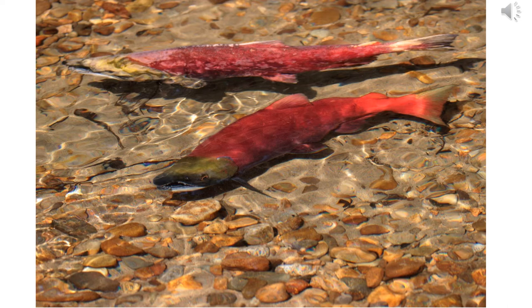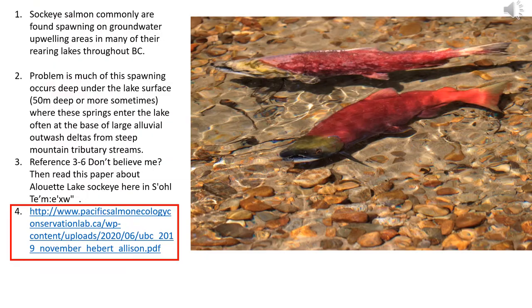So generally, why are sockeye salmon in this group? Waters from the Earth. We'll find out. The reason that sockeye salmon are included in this Waters from the Earth team is that they are commonly found spawning on groundwater upwelling areas, generally within their rearing lakes throughout BC. So the problem from a habitat restoration point of view is that much of this spawning occurs deep under the lake surface, 50 meters or more sometimes. And it's where these springs, groundwater springs, enter the lake.